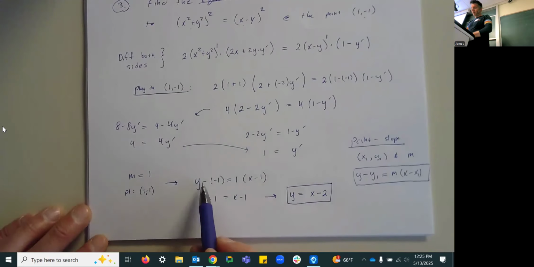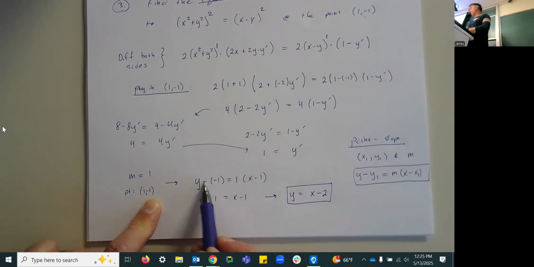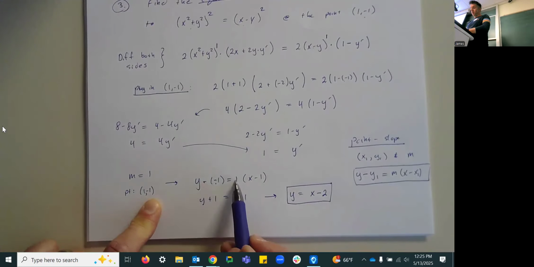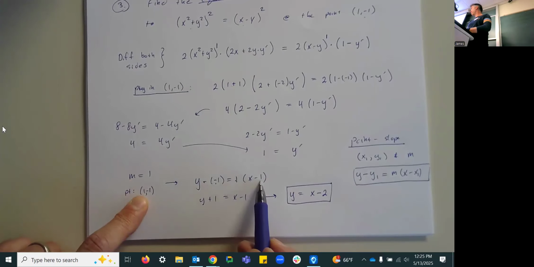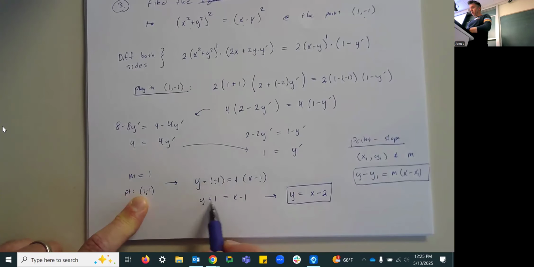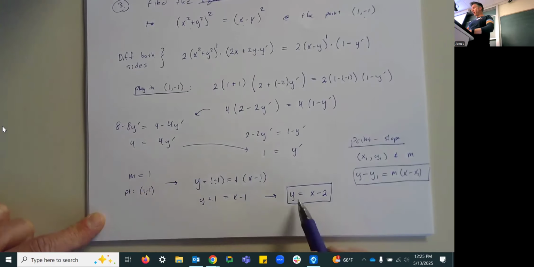So in this particular example, I did y minus the y coordinate of my point, which was -1, equal to my slope, which was 1, times x minus the x coordinate, which was +1. And then I simplified after that. So I said y minus -1 is y plus 1. I distributed the 1, or just said 1 times anything is just the thing. And then I subtracted 1 from both sides to get y equal to x minus 2.